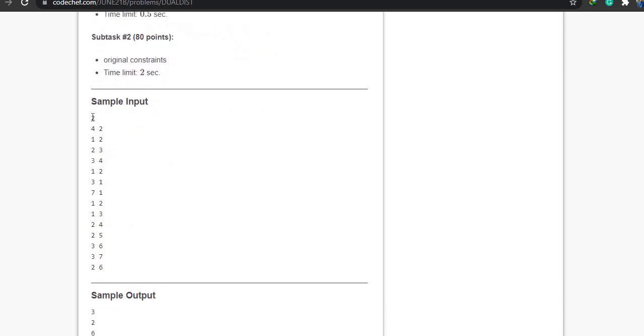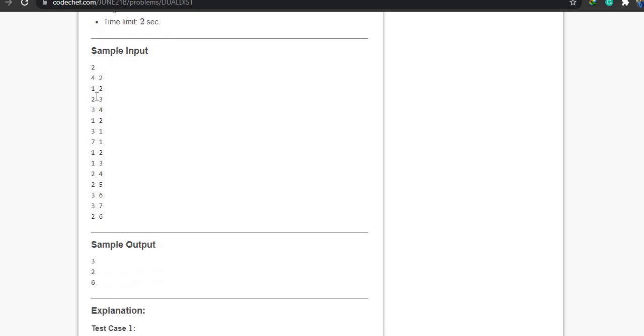As it is given, 4 2 means n and q. The first 2 is the number of test cases, and then 4 2 is n and q. For each test case, it gives n and q first, and then n minus 1 edges. Here 4 is n, so n minus 1 equals 3, so there are 3 lines of u v. Then there are q lines of queries, where q is 2, so 1 2 and 3 1 are the queries. I think you all understand the inputs.